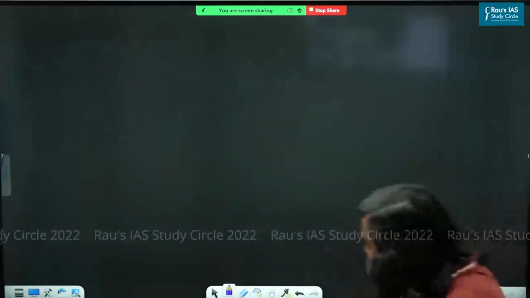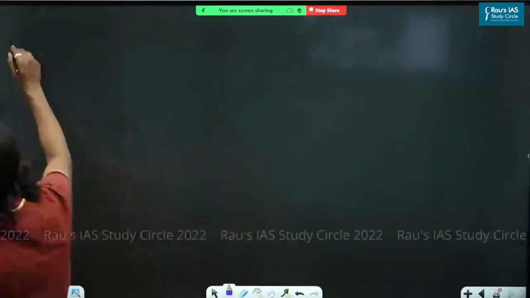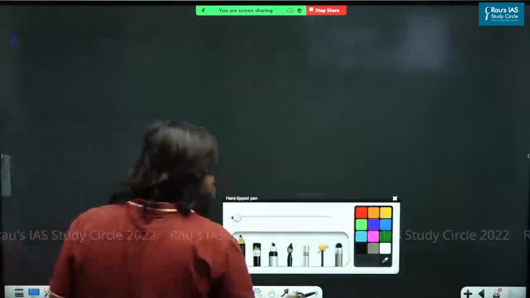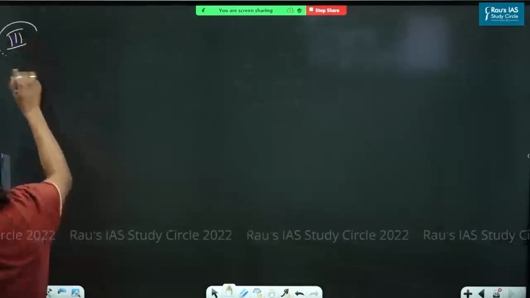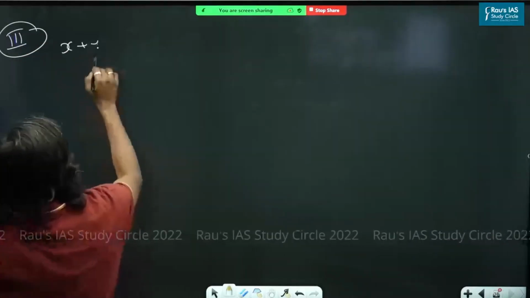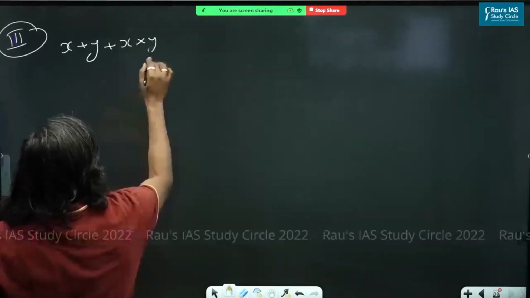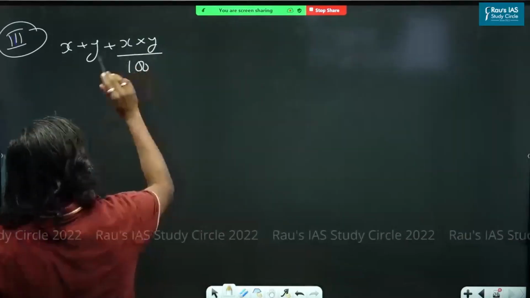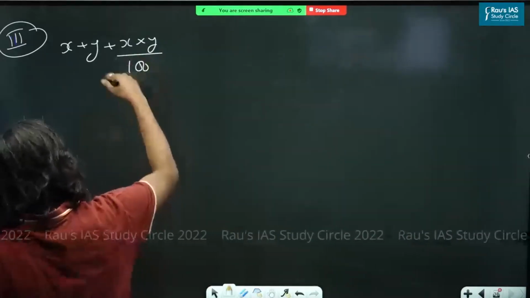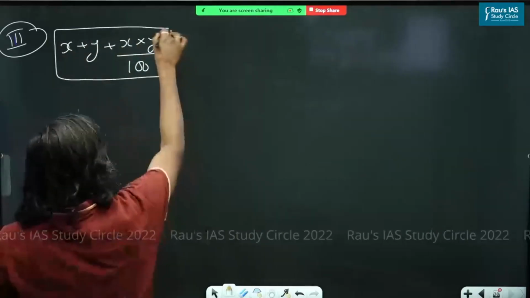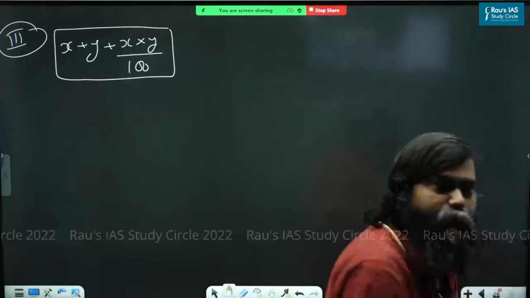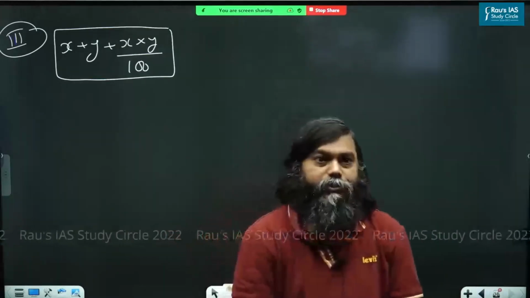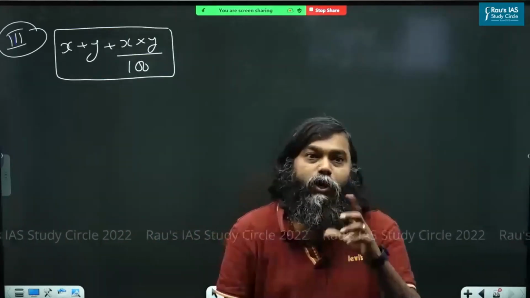Come to the third interpretation, the most popular interpretation in India. The books will teach it to all the CAT people, everybody will use this interpretation. So, x plus y plus x into y by 100. They will use it in this way or some other way also. No need of going into the proof, it's a waste of time. If you solve by this interpretation, what can you derive, and what can you not derive?